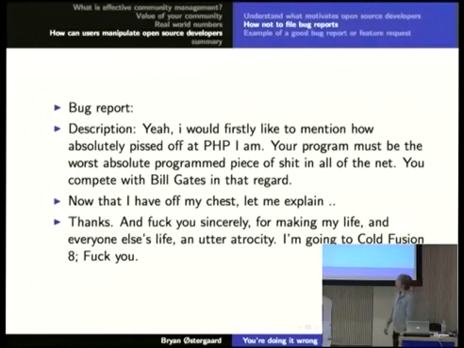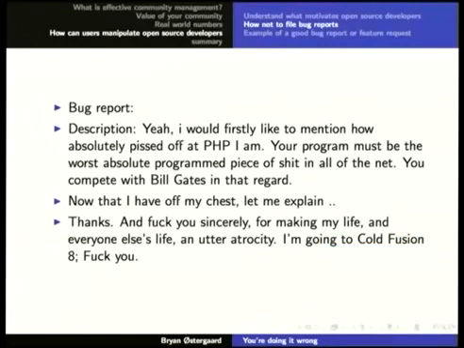And as an example of a really bad bug report, this is an actual example from years ago to the PHP project. Somebody couldn't actually get PHP running on his web server, and he thought, hey, I'm going to tell the assholes that it doesn't work. So he started out very well, and it actually got worse, and then he ended up saying, thanks and fuck you sincerely.